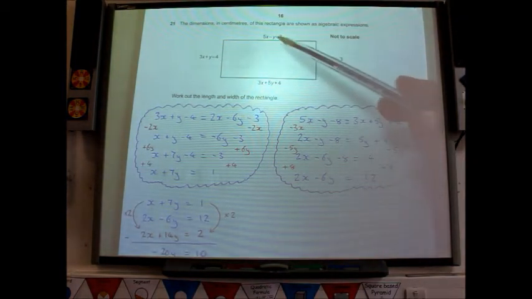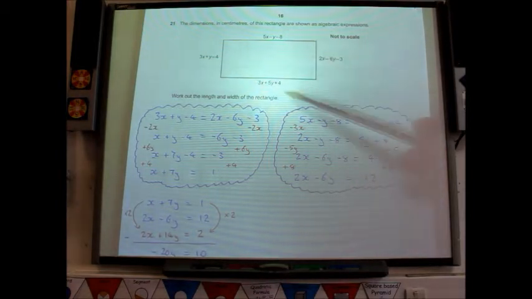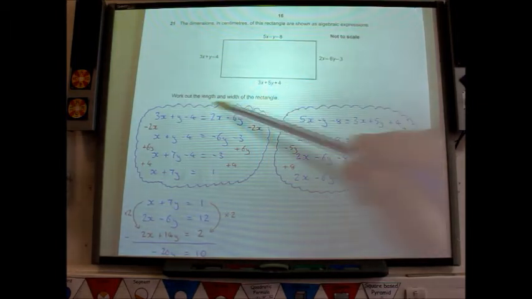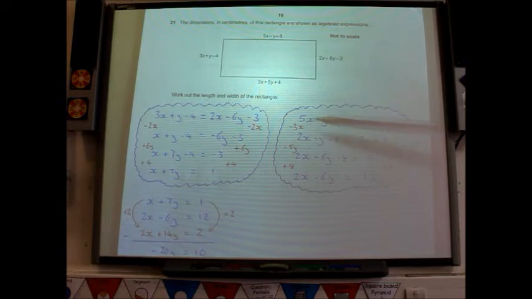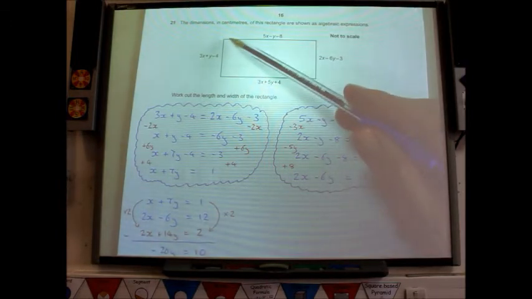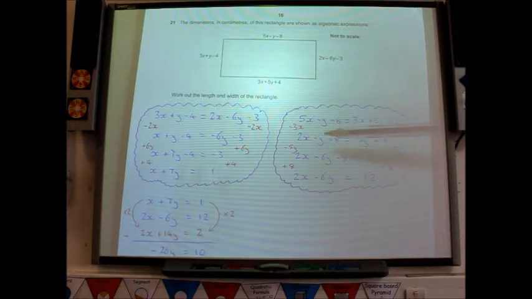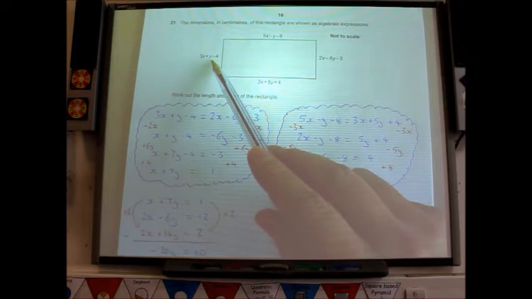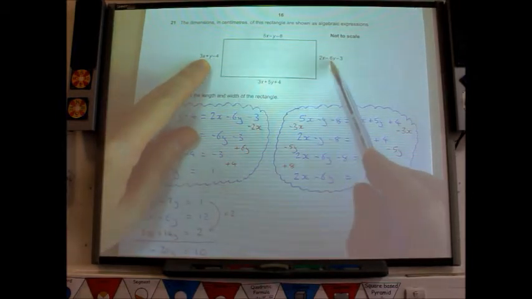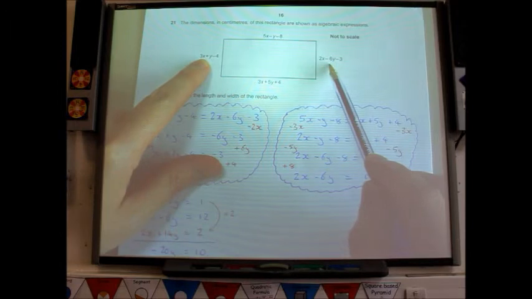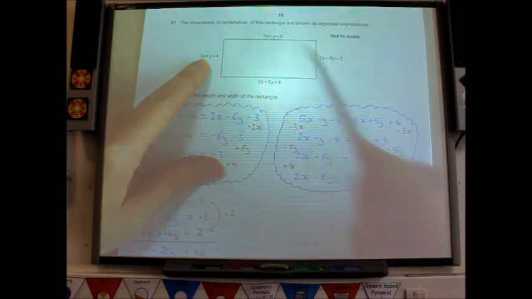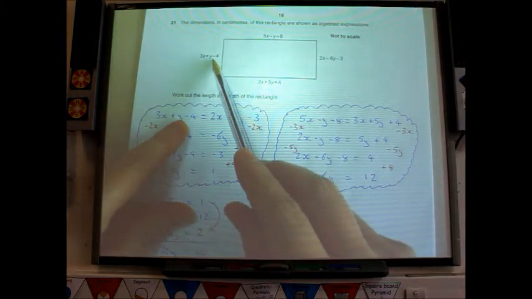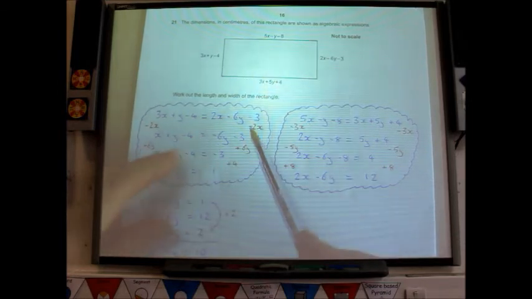So you've got some algebraic expressions around the outside, and it says the dimensions in centimetres of this rectangle are shown below. Work out the width and the length of the rectangle. So work out that length there and that length there. Well, I looked at this and I wasn't sure what it wanted. So I started off with saying that this length here is the same as this length here, because it's a rectangle, as it says up there, so those two are equal to each other. So that means that which is that bit there, is equal to that which is there.